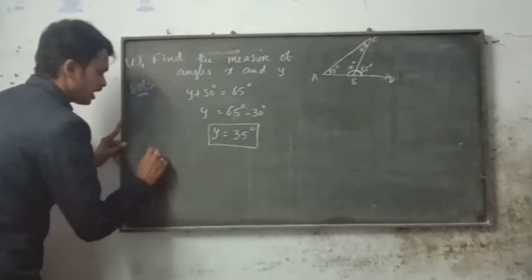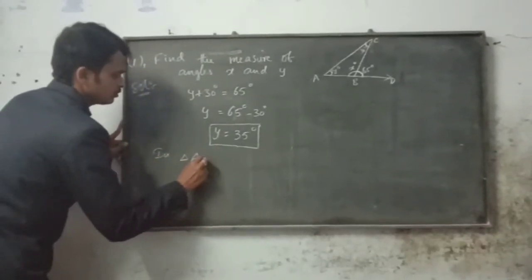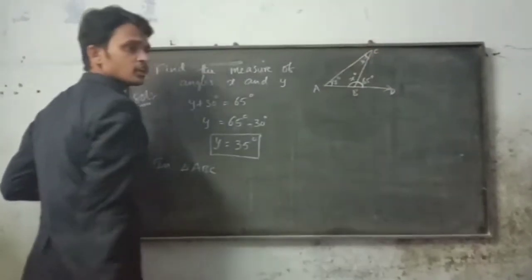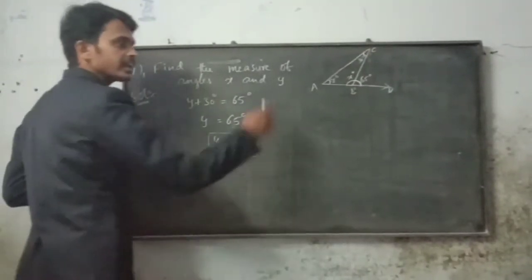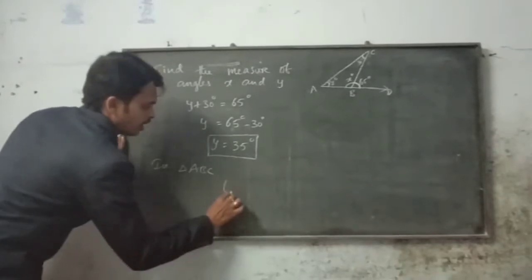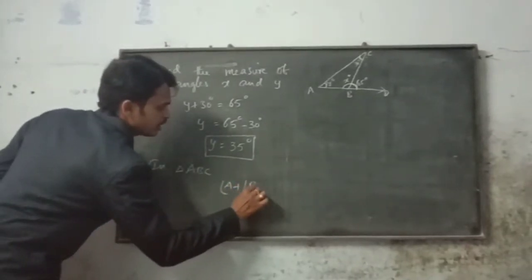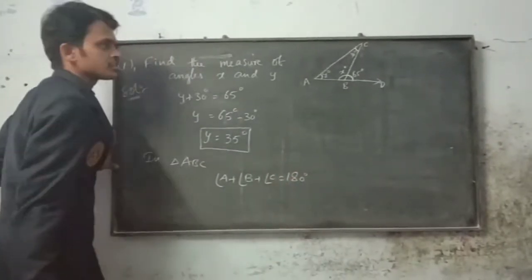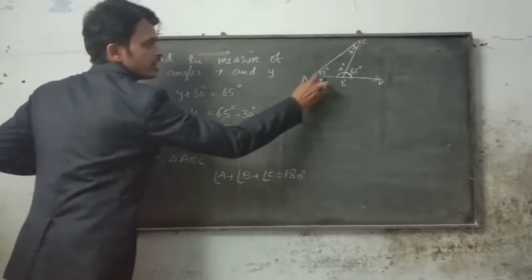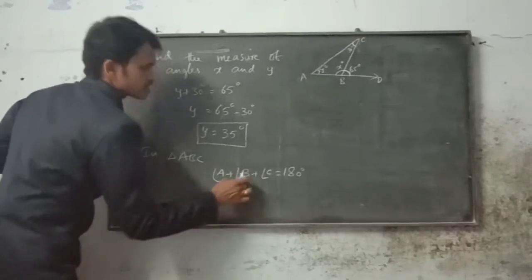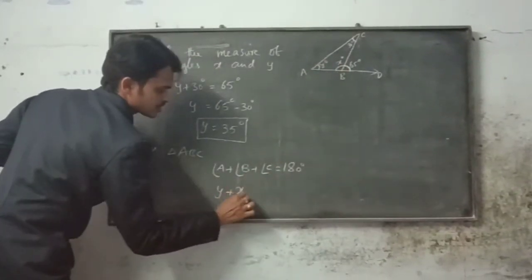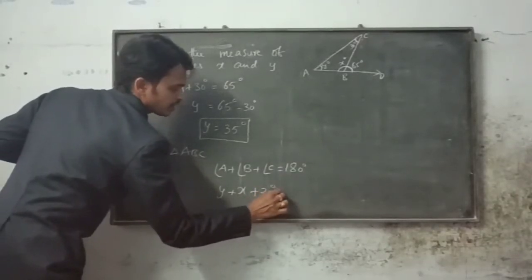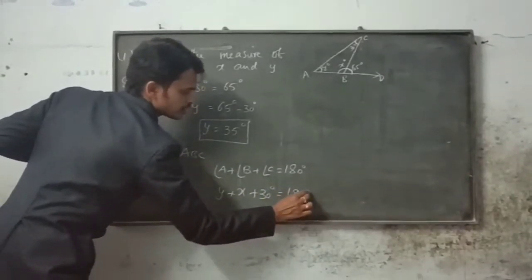So in triangle ABC, we know that angle A plus angle B plus angle C is equal to 180 degrees. That is the angle sum property of a triangle. Now angle A is y, angle B is x, and angle C we know already is 30 degrees, is equal to 180 degrees.